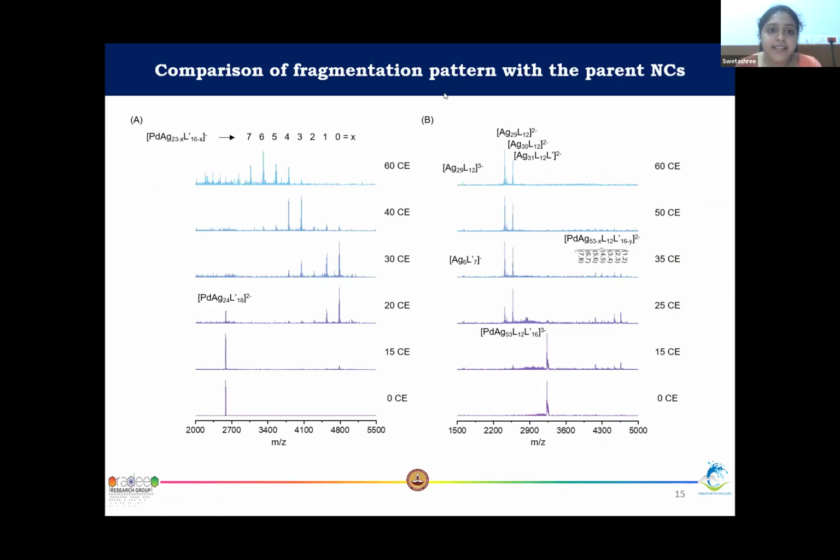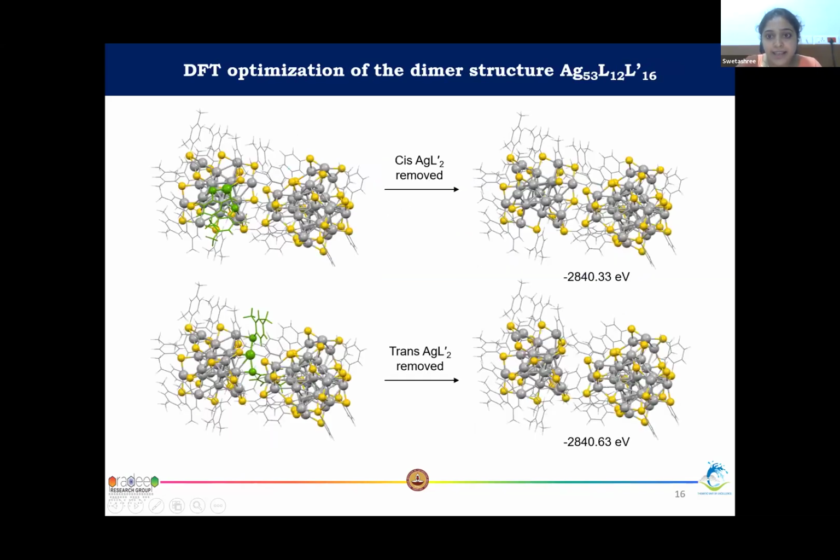When we compared the fragmentation pattern with the palladium and platinum doped parent nanoclusters, they showed a similar fragmentation pattern to the dimers. That is, the parent platinum and palladium doped nanoclusters also fragment to give 1- charge state species in the higher mass range, and AgxLx+1 species in the lower mass range. By taking all these experimental observations into account, we optimized the dimer structure using DFT.